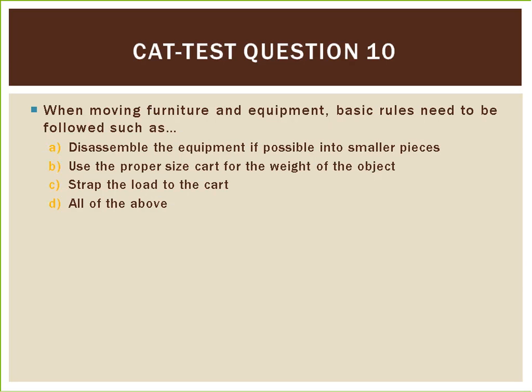CAT test question 10. When moving furniture and equipment, basic rules need to be followed, such as A, disassemble the equipment if possible into smaller pieces. B, use the proper size cart for the weight of the object. C, strap the load to the cart. Or D, all of the above. D is the correct answer here, because all of the above are basic rules to follow during furniture moves.